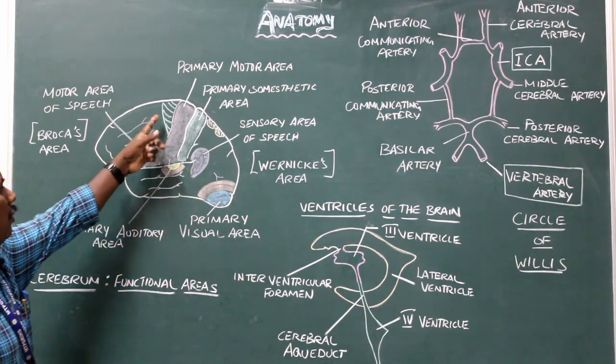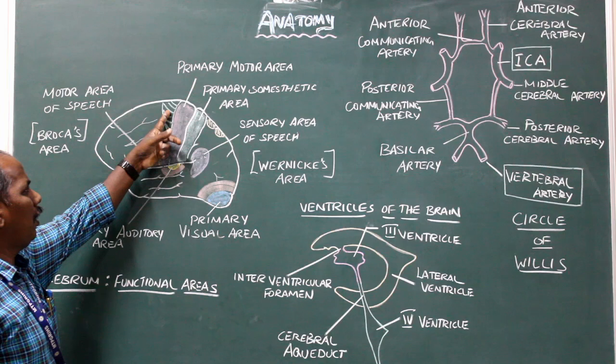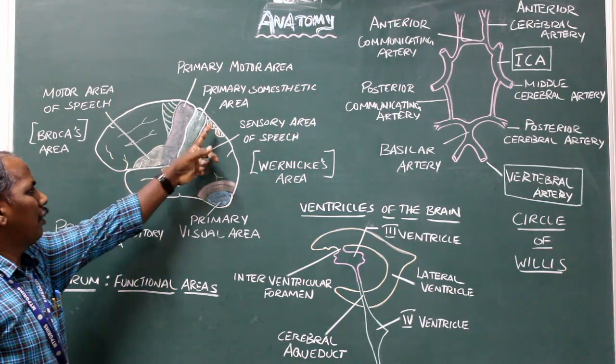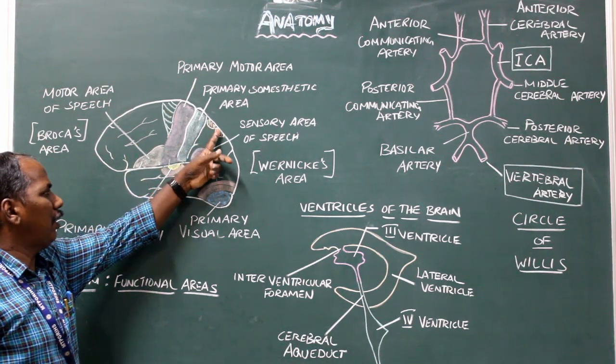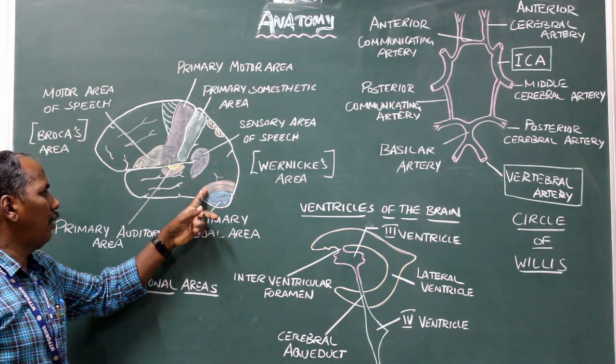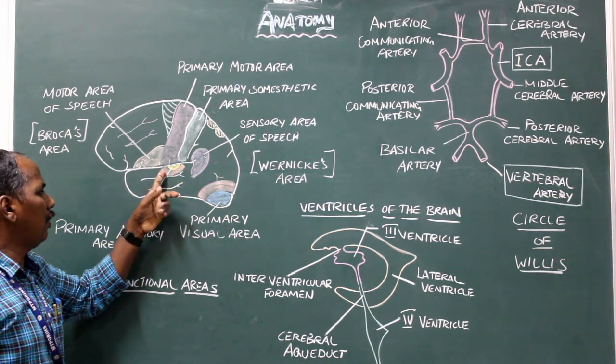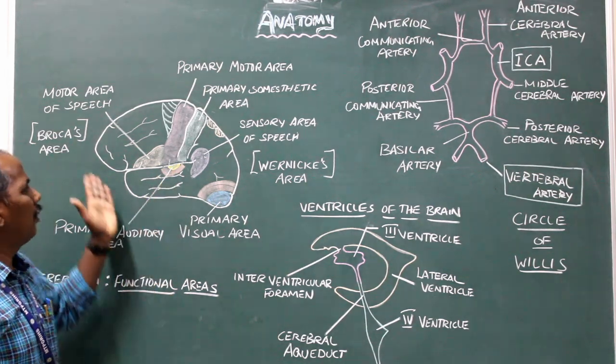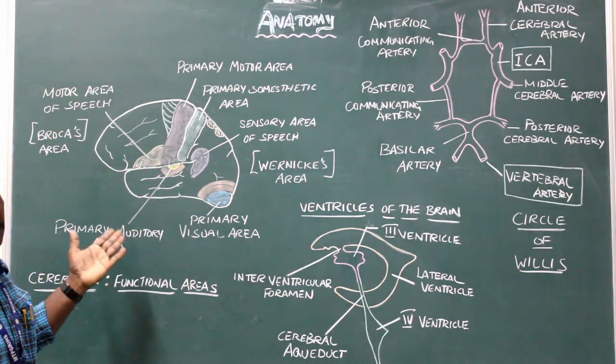So this is the secondary motor area or premotor area. This is the secondary sensory area. And this is the secondary visual area, and this is the secondary auditory area. So these are the functional areas of the cerebrum.